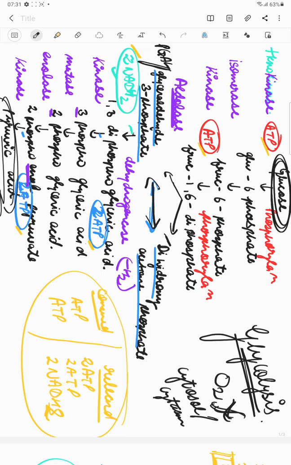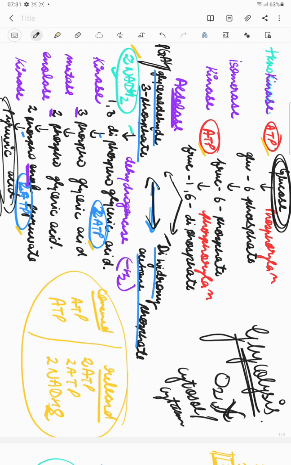Then 2-phosphoglyceric acid is converted into 2-phosphoenol pyruvate. Enol form is formed, so the enzyme would be enolase. And then the very last step, when the 2-phosphoenol pyruvate converts into pyruvic acid, the enzyme would be kinase as phosphates are removed, and so the number of ATPs that are released are 2.